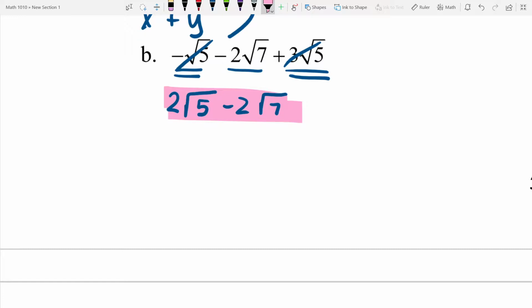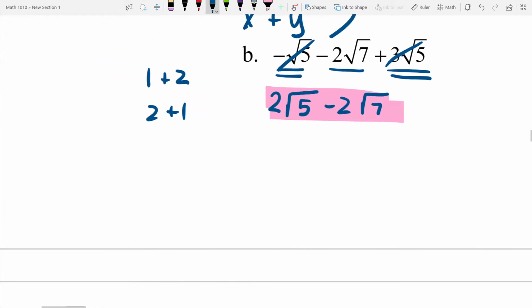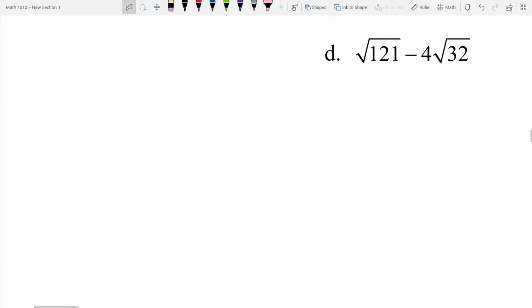Yes, honey? Does not matter. You know why, honey? Look at this. If you have 1 plus 2, is that the same as 2 plus 1? Yeah. So it doesn't matter. I'm just adding things. Okay? Okay, good. So far, so good.